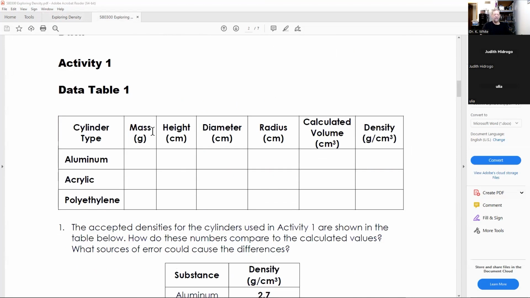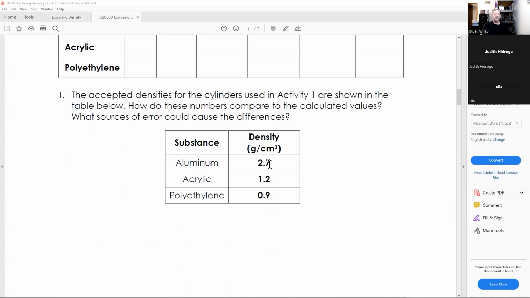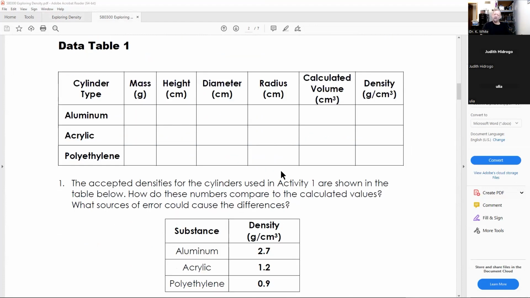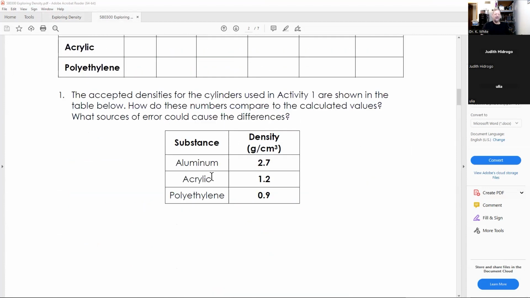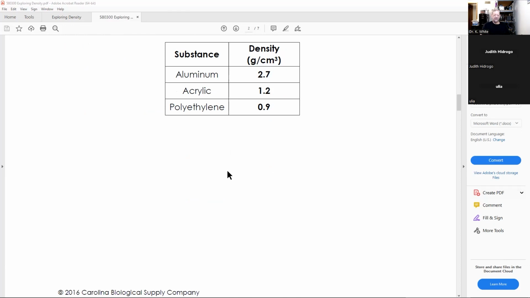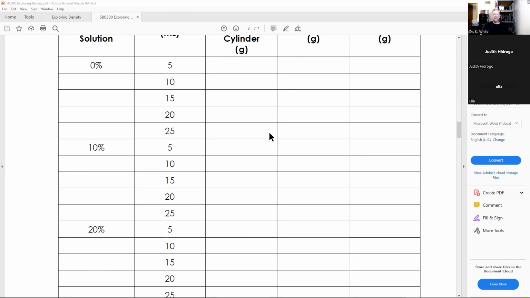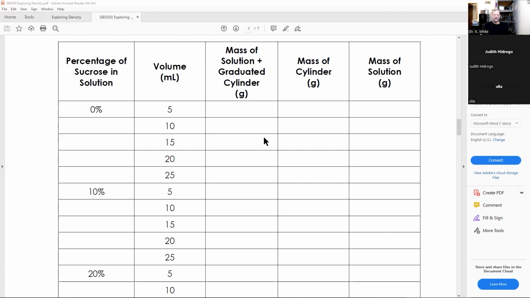Now, in the write-up, you'll fill out table one, which you had from before. Now, here's the accepted values. If yours is way off, go back and check your calculation, you've made a mistake somewhere. Usually that's where a student makes a mistake. If you get a density of 50 for aluminum and it's supposed to be 2.7, you've made a mistake. Go back and check. Otherwise, I'm going to take off points. Same thing for the other two.